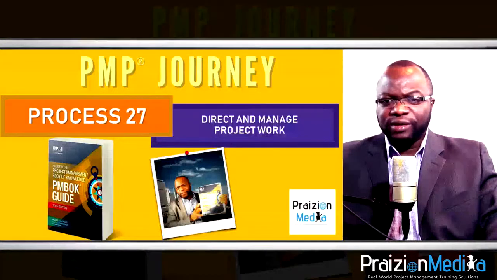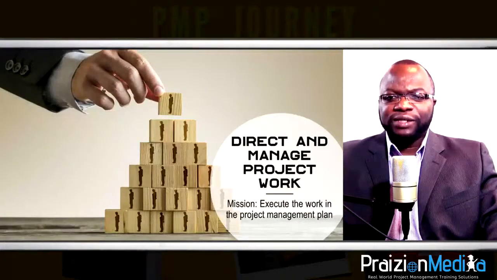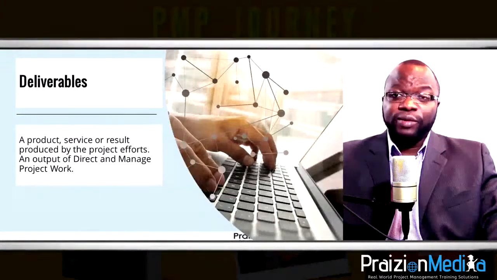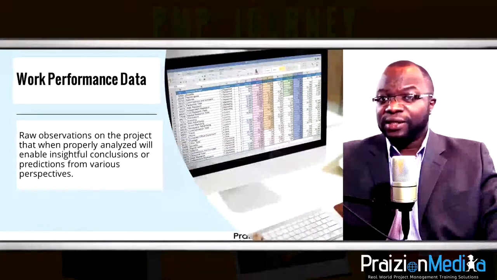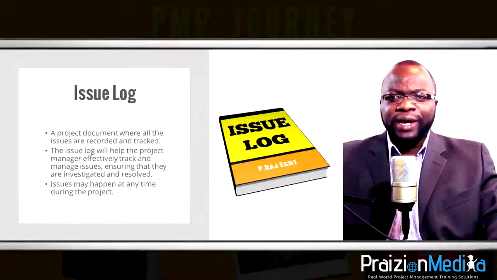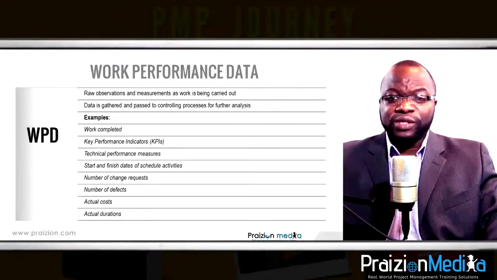Process 27, direct and manage project work. In this process, we integrate all of the aspects of the project that pertain to executing the work, and this is where theoretically your deliverable comes from. And theoretically, this is where your work performance data is gleaned. And also, this is where the issue log is developed. Your work performance data is a big output of this process.